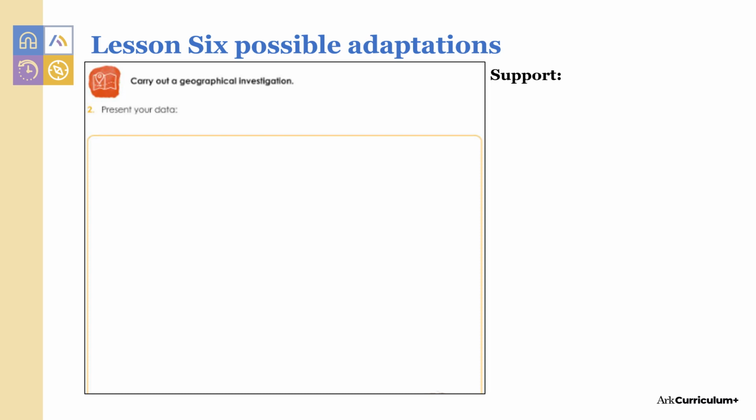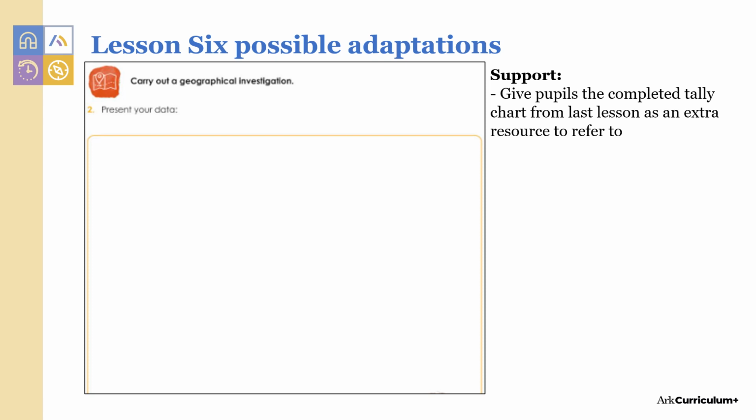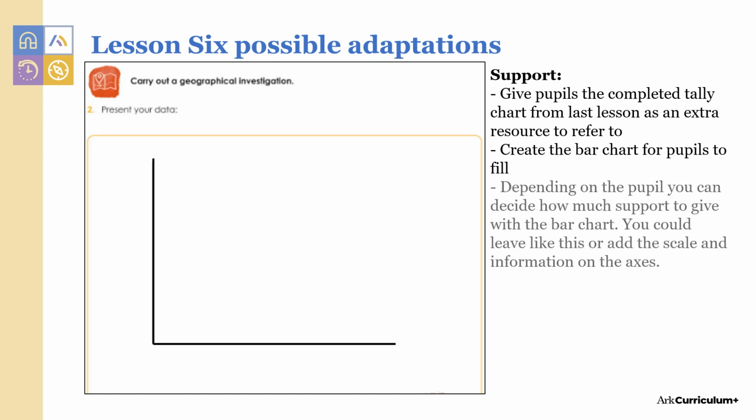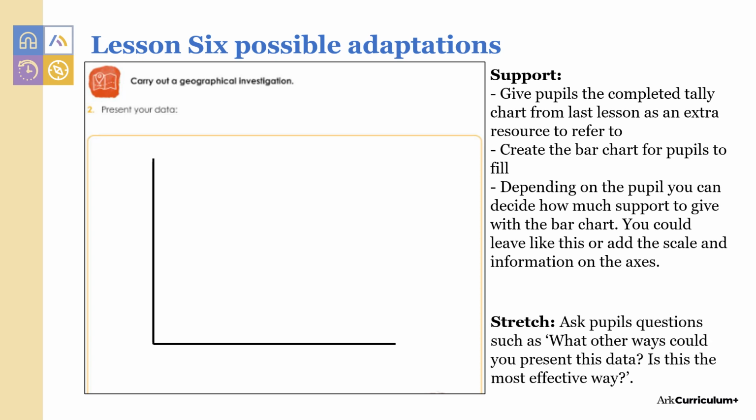For this activity, pupils should present data from their geographical investigation. Support pupils by giving pupils the completed tally chart from last lesson as an extra resource to refer to. Create the bar chart for pupils to fill. Depending on the pupil, you can decide how much support to give with the bar chart. You could leave it like this, or add the scale and information on the axes. Stretch pupils by asking them questions such as, what other ways could you present this data? Is this the most effective way?